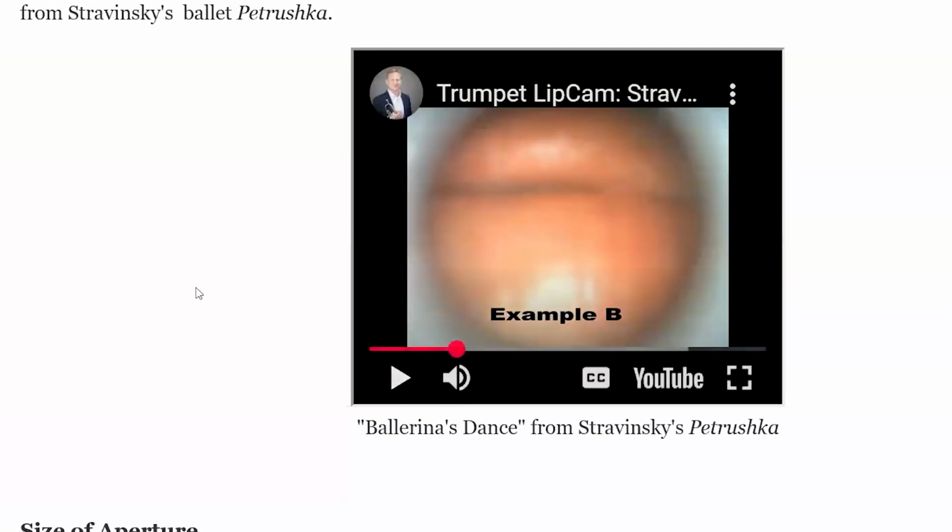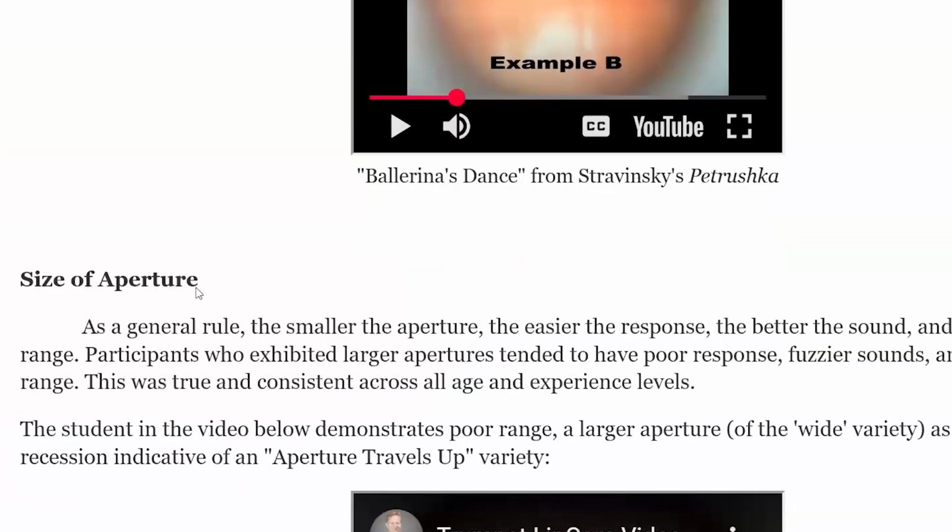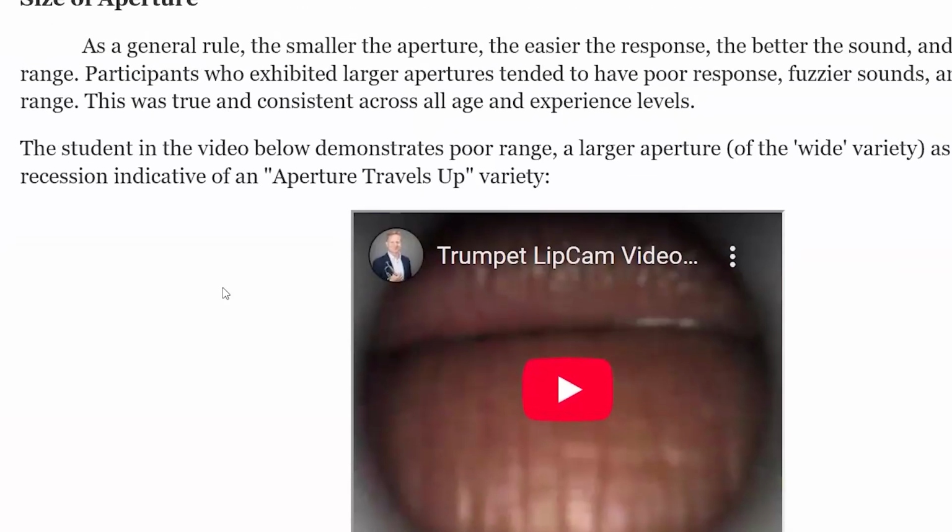So I won't show you all of these videos. You can watch the rest of the examples on your own. As a general rule, the smaller the aperture, the easier the response, the better the sound, and the better the range. I know not every teacher may teach that way, and that's okay. I'm just simply observing the phenomena.